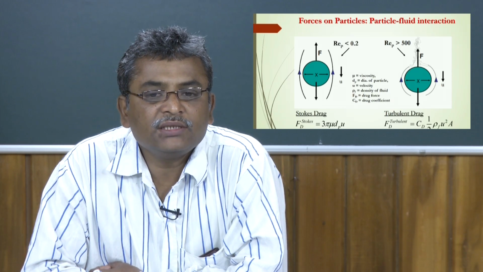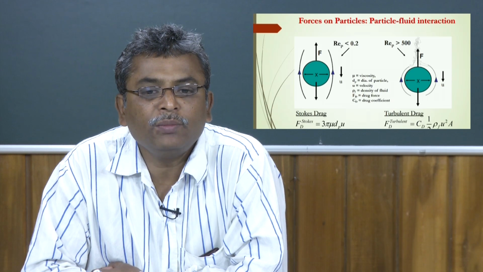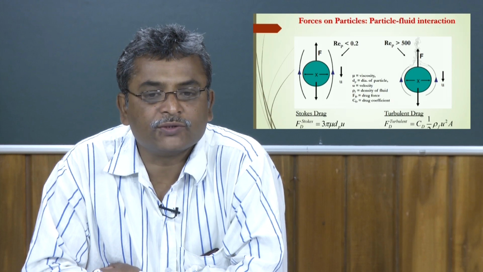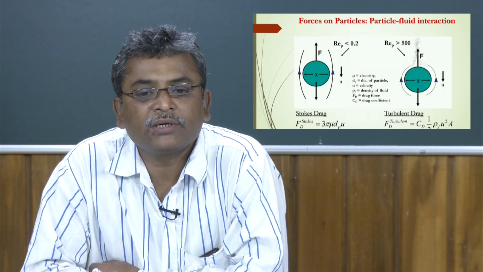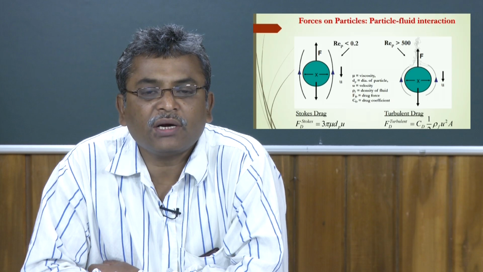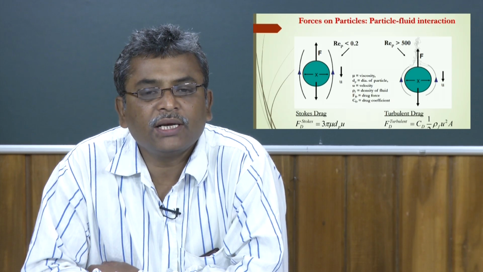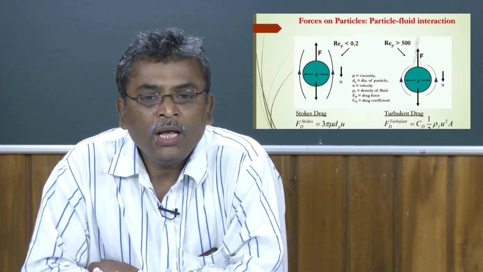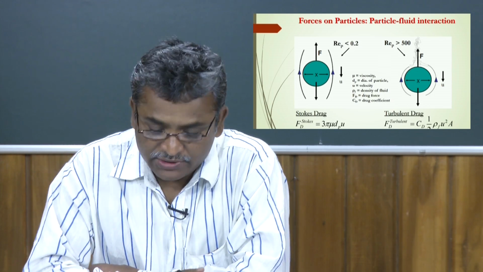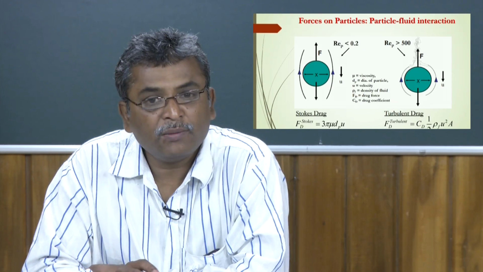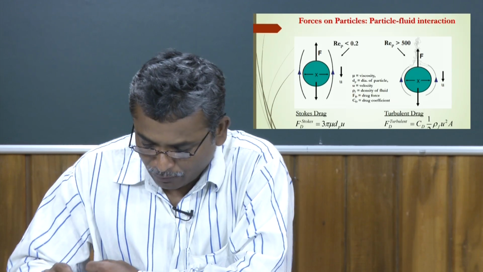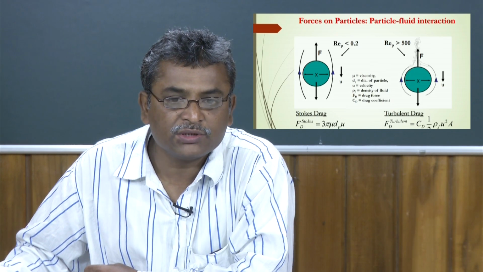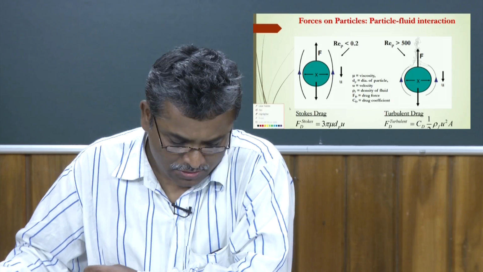And this drag force will also act when the particle is moving with a Reynolds number greater than 500. In that case, this drag force is called the turbulent drag force. This turbulent drag force is calculated as CD into half of rho f into u square into A. So, of course, there will be a force whenever it is moving down or upward, based on the particle size and also on the velocity.